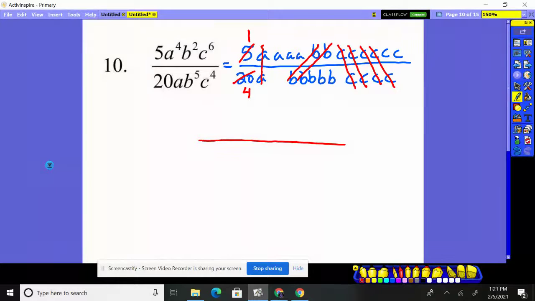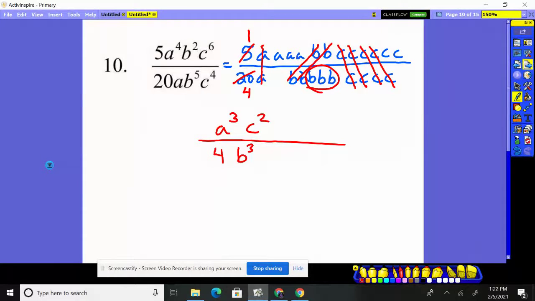Up top, I have a whole bunch of 1s. Everything in red is a 1 times 1 times 1 times 1, which is just 1. How many A's do I have? A to the third. What there? C squared. In the bottom, I have a 4, and then I have these 3 B's right here, so B cubed. And that's it. Everybody else disappeared and became 1s. So there's the answer to number 10.